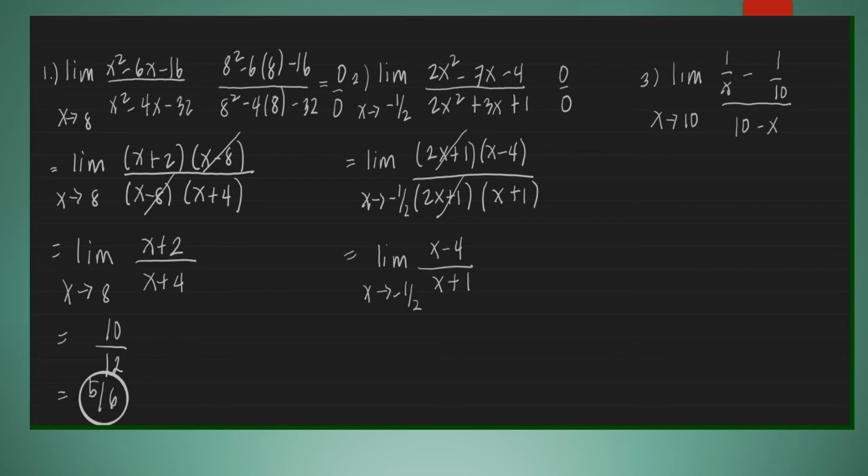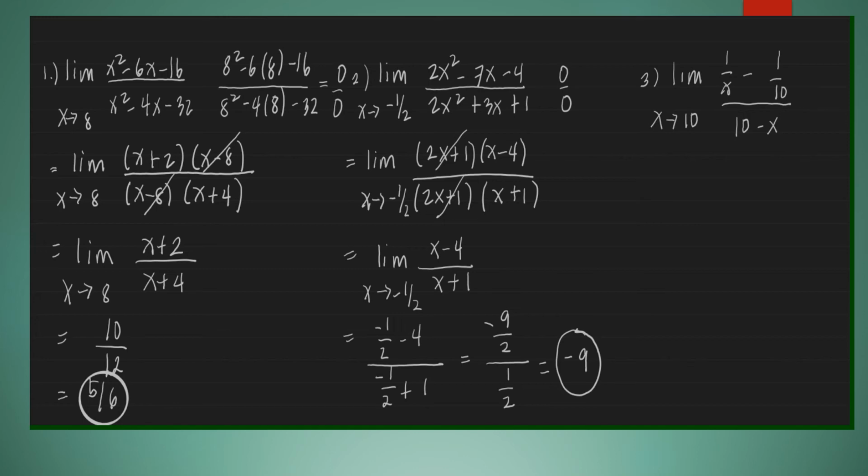So we substitute negative 1/2, we get negative 1/2 minus 4 over negative 1/2 plus 1. So this gives us negative 9 over 2 over 1 over 2. So we cancel 2, we get negative 9. So the limit of 2x squared minus 7x minus 4 over 2x squared plus 3x plus 1 as x approaches negative 1/2 is negative 9.